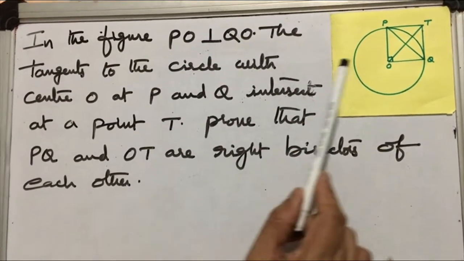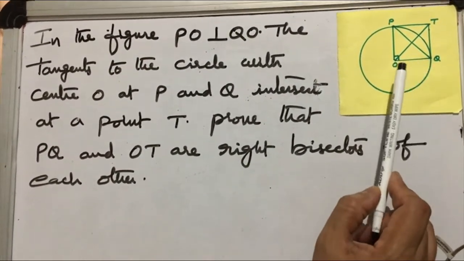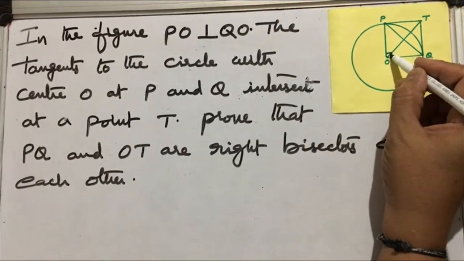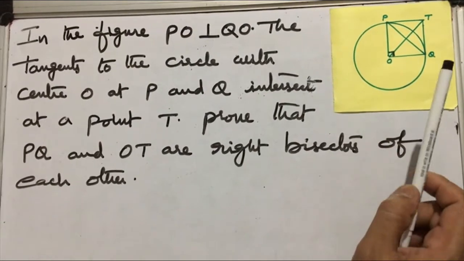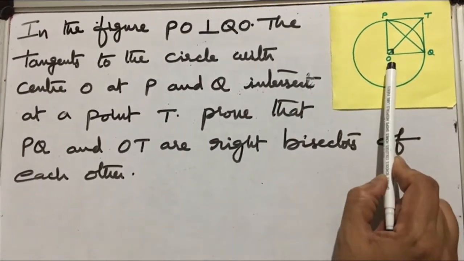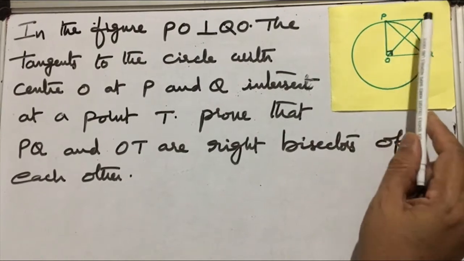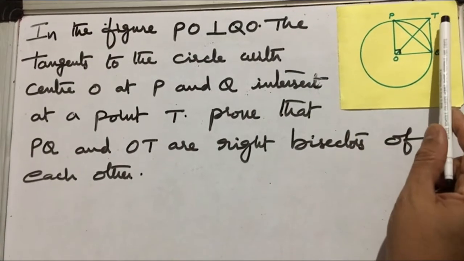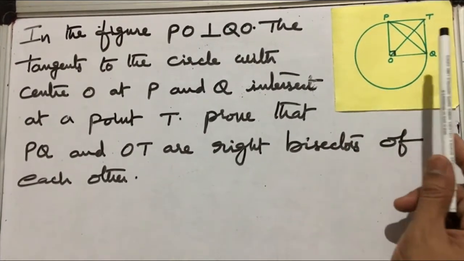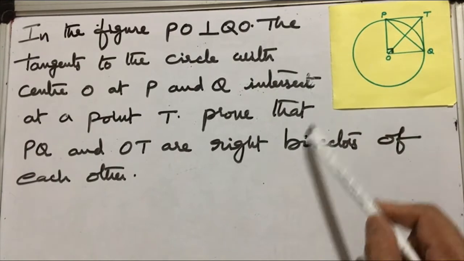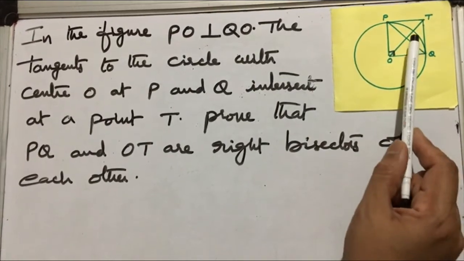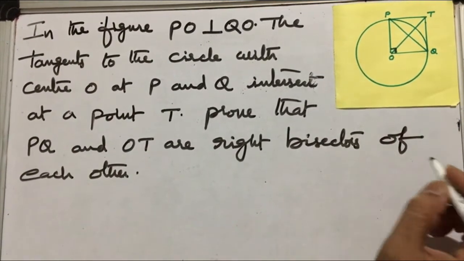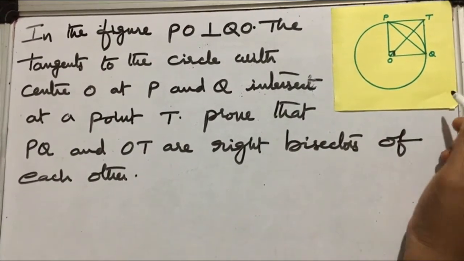Here in this figure, PO is perpendicular to QO. The tangents to the circle with center O at P and Q, that is PT is one tangent and QT is another tangent, intersect at a point T. We have to show that PQ and OT are right bisectors of each other, that means they are perpendicular bisectors of each other.